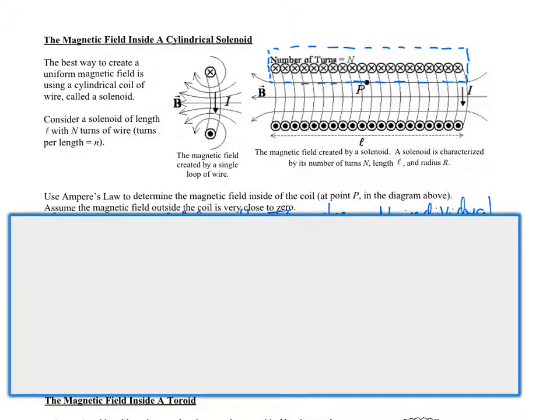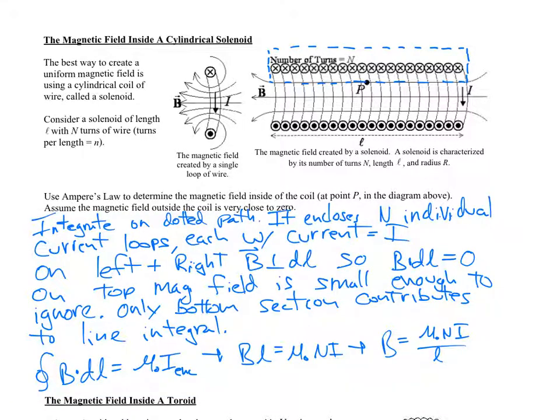So let's take a look at some of the details of this, and I wrote down some words to go with it that help to reinforce some of what we just said. So we integrate on the dotted path. There are n number of turns within that loop, and each individual loop has a current I going through it. This portion of the path and this portion are perpendicular, so the dot product becomes zero.